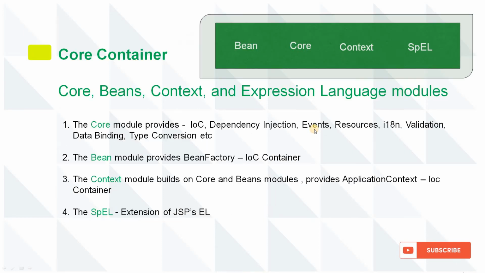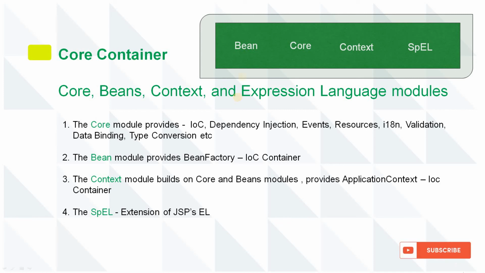All right. Now guys, next is the core container. So if you see, the Spring Core module has bean, core, context and Spring expression language. The core module provides IOC and dependency injection features of the Spring framework. It also provides events, resources, i18n and validation and all. So basically you can think of the core module as the core of the Spring framework. It provides IOC and dependency injection.